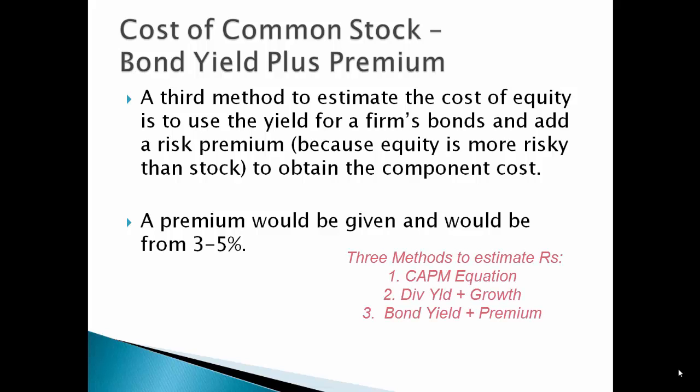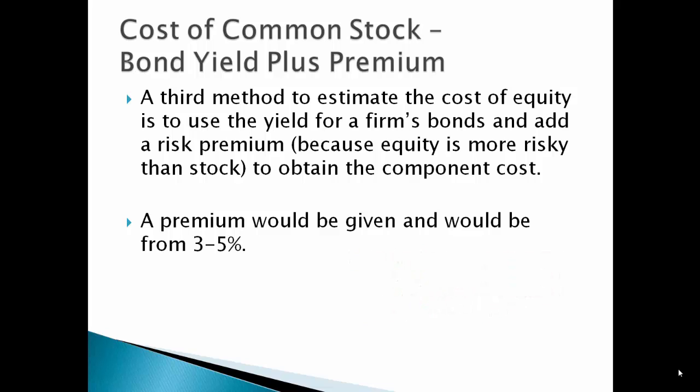And for a third method to estimate the cost of common stock, we've got the CAPM method, we've got the dividend yield plus growth method. Now we'll just look at the bond yield plus a premium method. So this is taking the yield on the firm's bonds, and then we're going to add to that a risk premium because the equity for a firm is more risky than the bonds. By taking those two pieces, the yield on the firm's bonds plus a premium, we'll come up with some estimate of the required rate of return for the equity for the stock, and that'll give us the component cost.